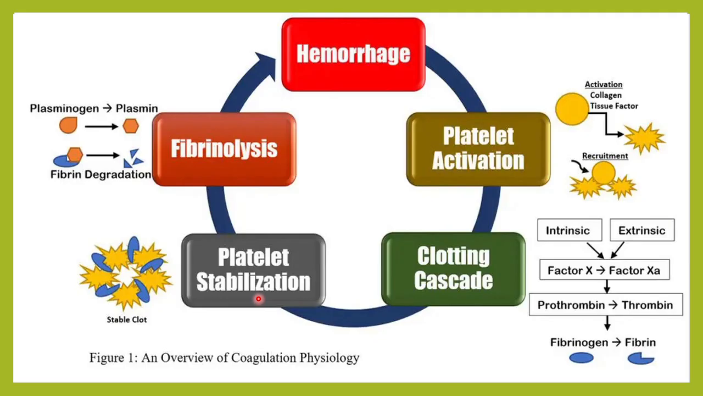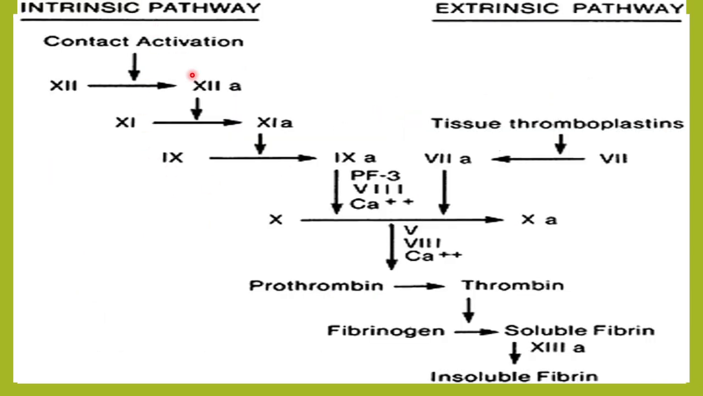Once it is formed, the clot also has to be dissolved, so the fibrinolytic system comes into play. There is a balance between the coagulation factors and the fibrinolytic system to maintain homeostasis. This is the intrinsic pathway, this is the extrinsic pathway, here you can see, and finally fibrinogen getting converted into fibrin and insoluble fibrin.